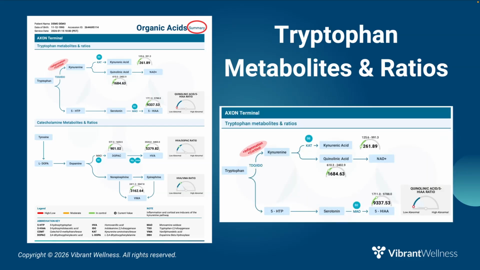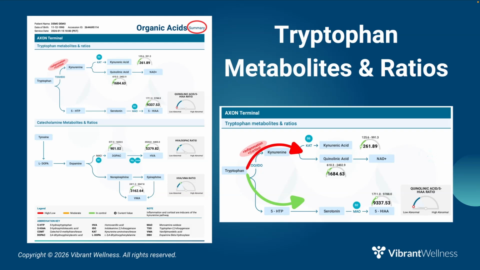The upper half of the page shows tryptophan metabolites and ratios. For example, tryptophan can be converted into 5-HTP and serotonin. Serotonin is known as the happy hormone because it's a neurotransmitter that regulates mood, promoting feelings of well-being, focus, and emotional stability. Meanwhile, low levels are linked to depression.